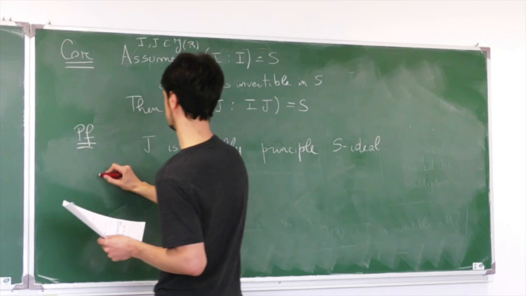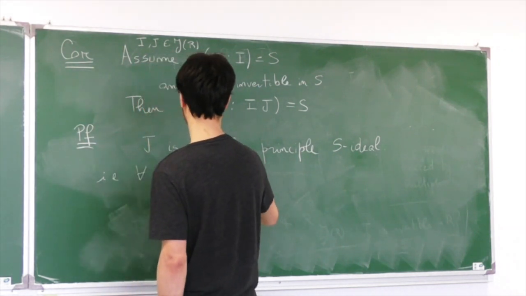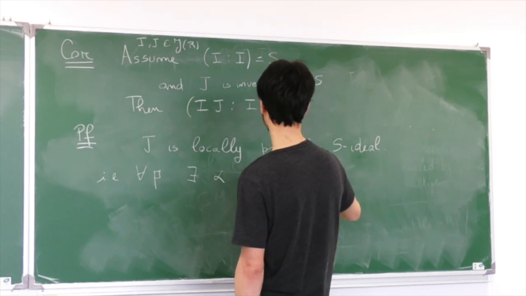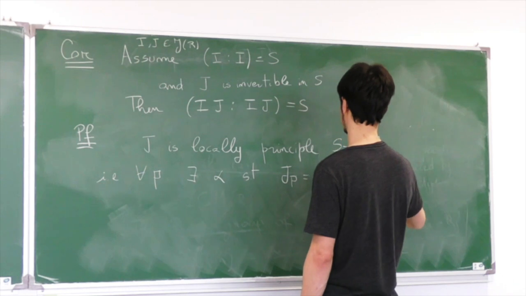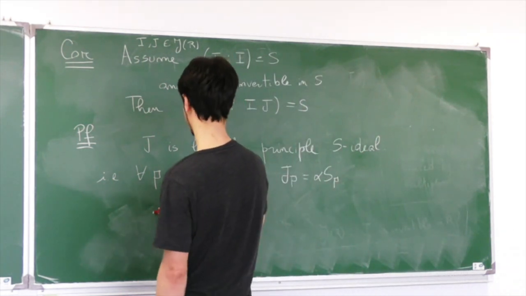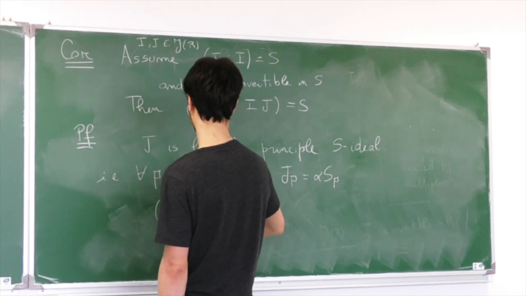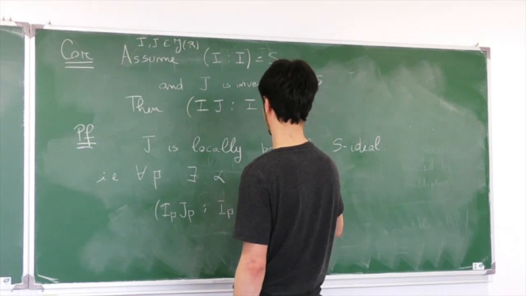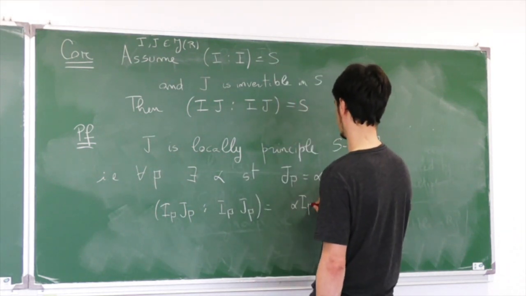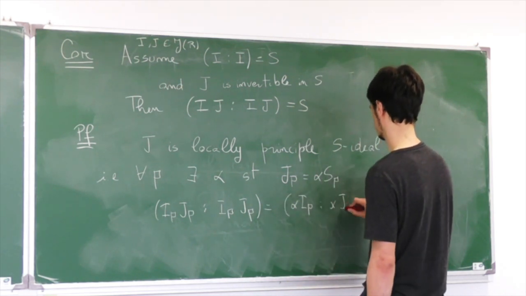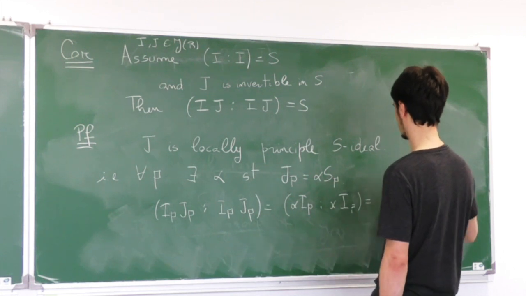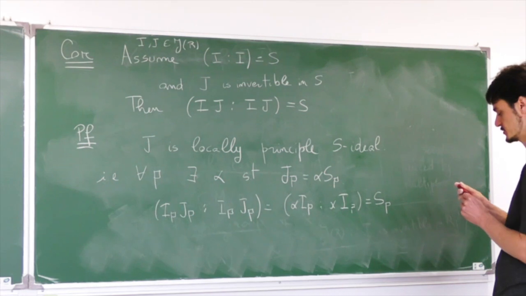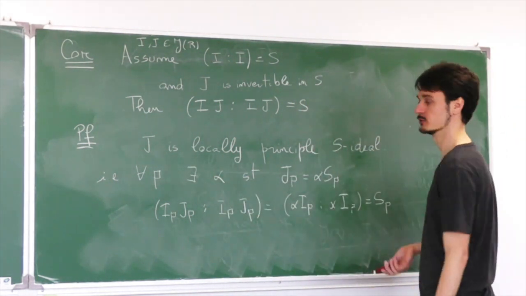Right, that is, for every prime P, there exists a single element, let's say alpha, which will depend on the prime, but for the moment it doesn't matter, such that the localization of J at P is equal to alpha S localized at P. And then we have that the multiplicator ring of the localizations, of the product of the localizations, so IP times JP, colon itself, is equal to alpha IP, colon alpha IP, which is equal, in the same way that we proved before, to SP. And since this holds for every prime, the construction doesn't depend on the prime P that we fixed here, this is true also globally.